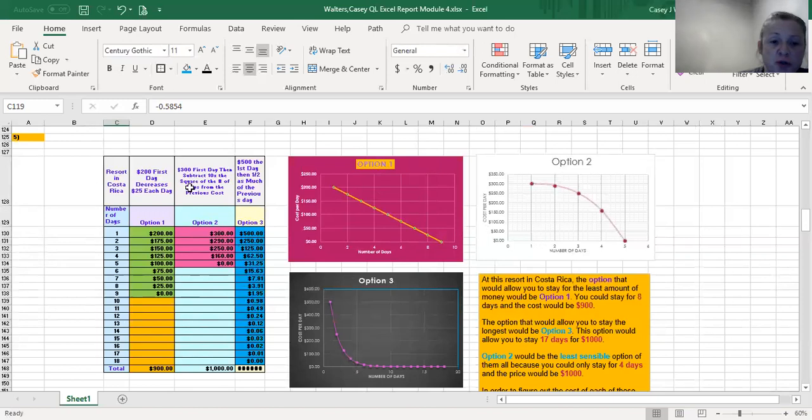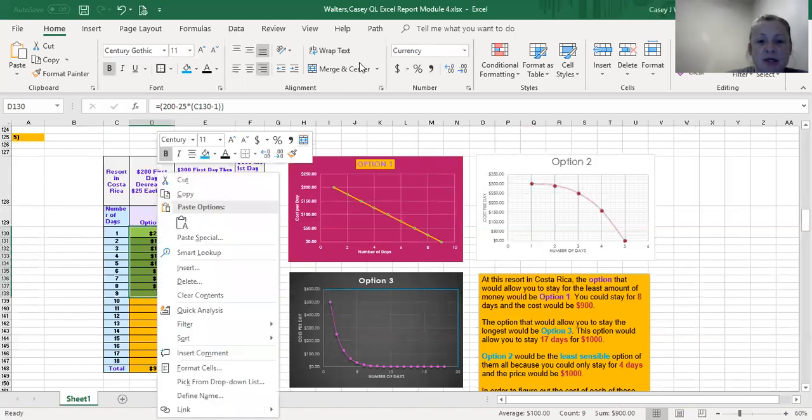And then option 2, $300 first day, then subtract 10 times the square of the 8 days from the previous cost. And that's where I got these right here. And then the total's down at the bottom. And then $500 the first day, then half as much of the previous day. So literally for each additional day stayed, it was half the cost of the day before. It's pretty awesome. So anyway, what I did is I highlighted these, and then I went up here and I put chart, and that's how I got this chart right here.